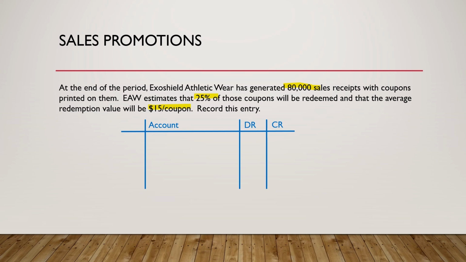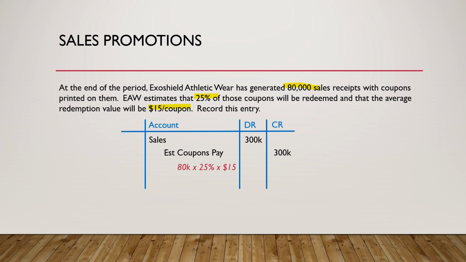Sometimes, companies may record a year-end adjusting entry to report a more realistic or reasonable balance in the estimated coupons payable account as of the end of the year. Remember that companies should not over-report their assets or under-report their liabilities. In this case, EAW would debit sales and credit estimated coupons payable for $300,000. This amount being the 80,000 sales receipts times the 25% likelihood of being redeemed times the $15 estimated redemption value per coupon.